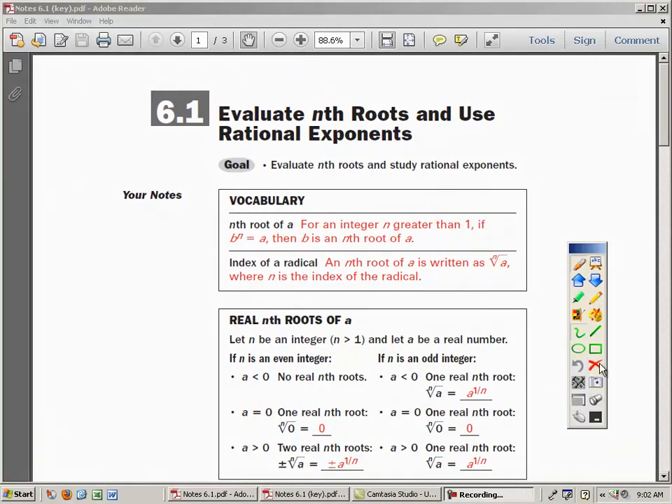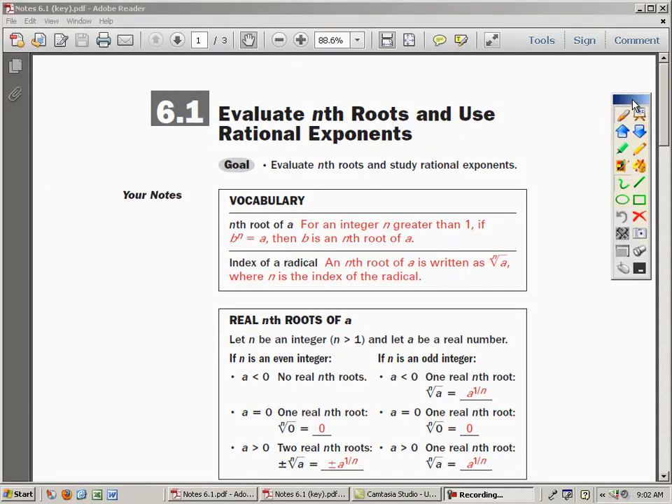Guys, welcome to our first video for Chapter 6. In Chapter 6, we're going to be using some radical expressions. We've done quite a little bit with radical expressions in Chapter 4. We talked about simplifying things that were in the form of square roots. In Chapter 6, we start looking at things that might not necessarily just be the square roots, but now we're going to look at things like third root and fourth root and fifth root, etc.